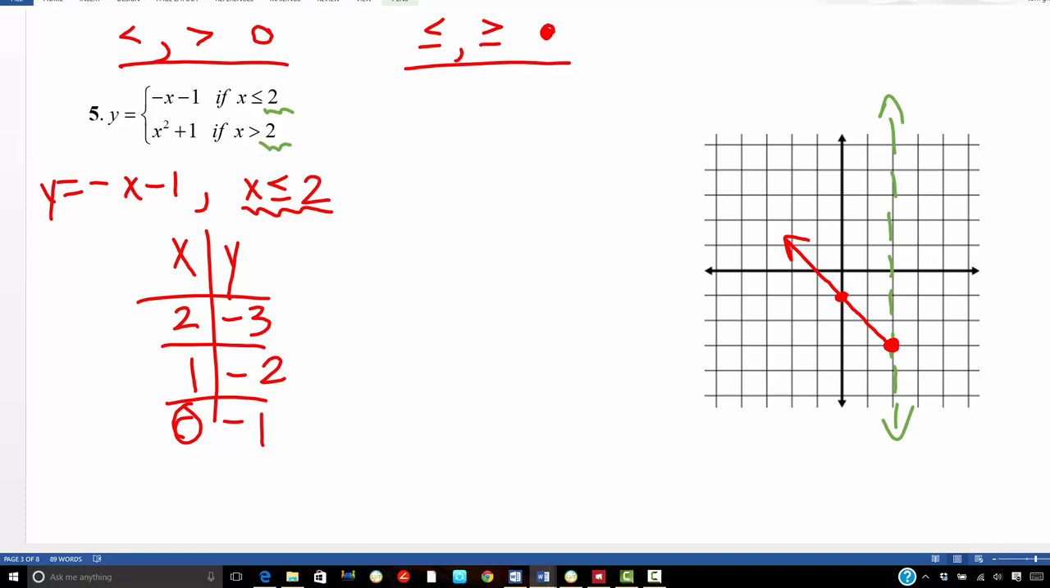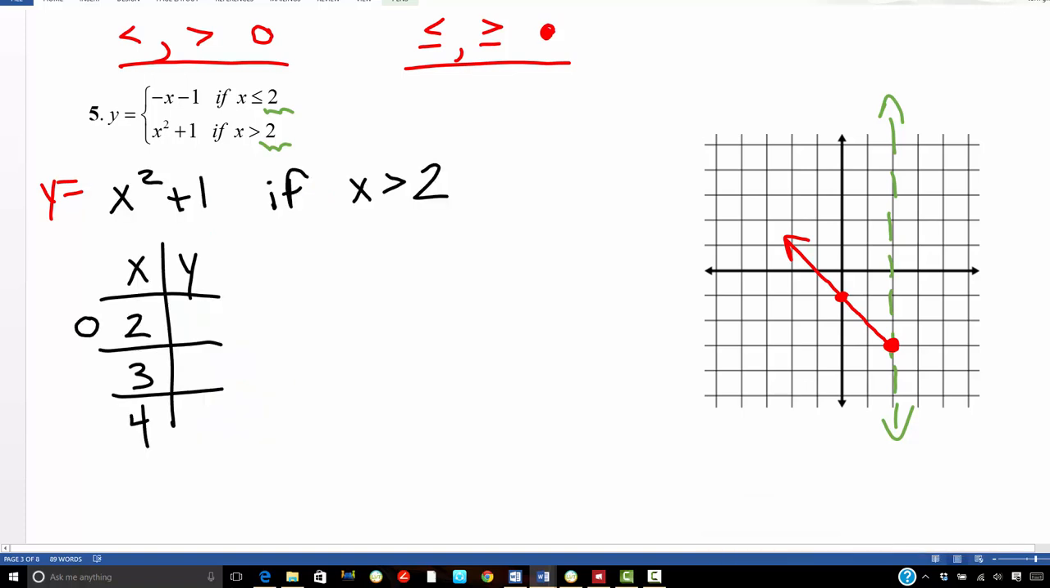So here's the first piece of that graph. And remember, this is a solid dot at x equals 2 because of the or equal to sign. So now let's graph the other piece. All right, so for this function, x squared plus 1, which again, when we graph it, should be a U-shaped, a parabola-shaped graph. We're going to have an open dot at x equals 2 at the dividing line. And then we picked values for x that were greater than 2.